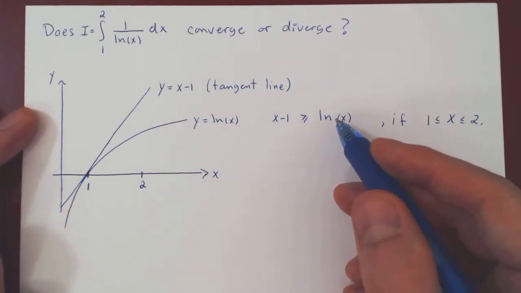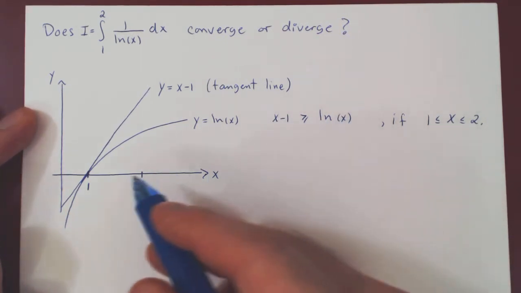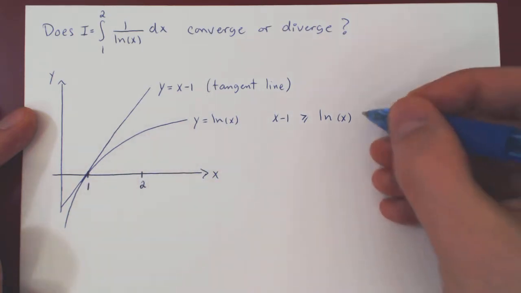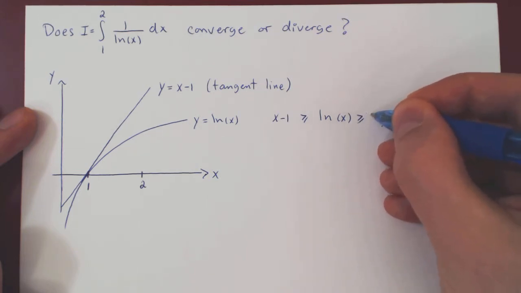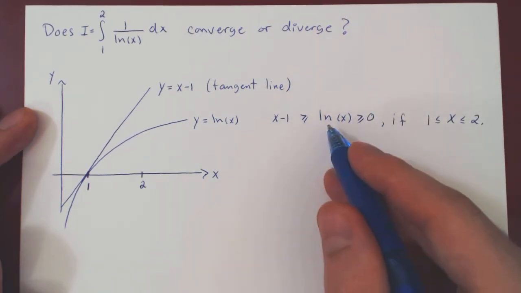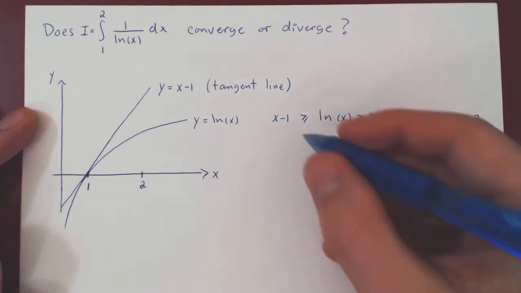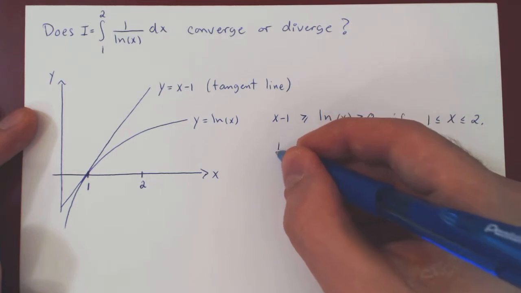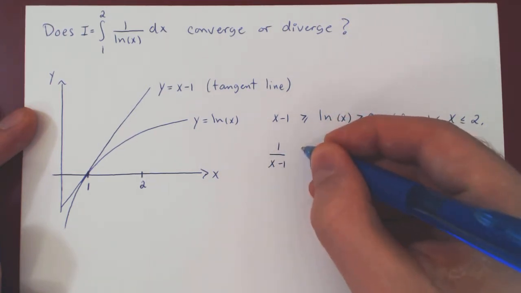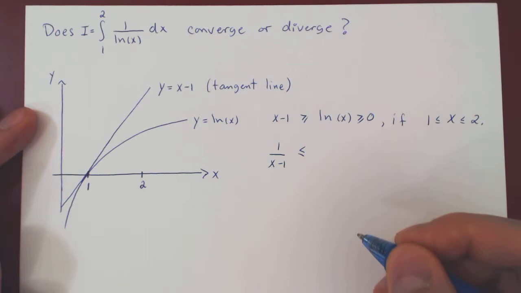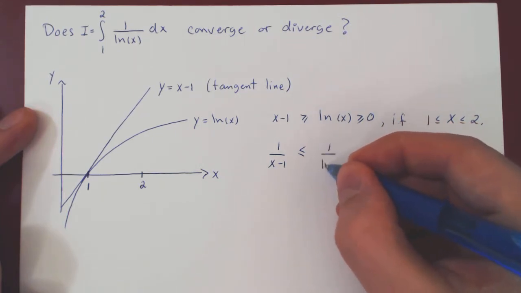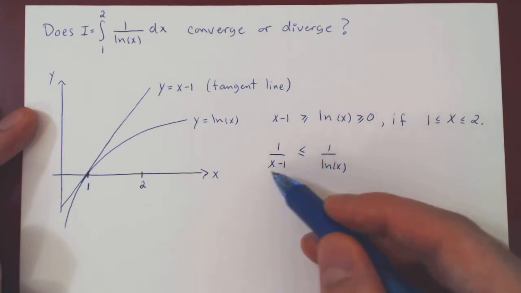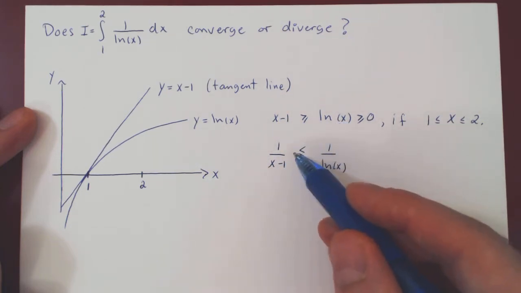And now, the other key fact is that ln between 1 and 2 is always positive and 0 at 1. So if we invert both, this will flip the inequality. So if x minus 1 is bigger than ln of x, 1 over x minus 1 will be smaller than 1 over ln of x. Again, if you divide by something bigger, you get something smaller.